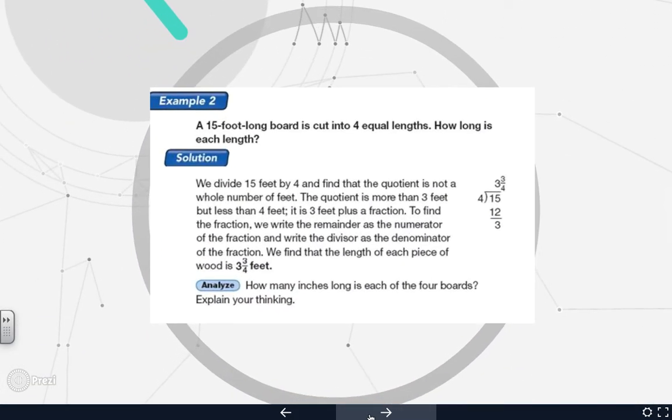So let's go ahead and do example number 2 together. A 15-foot long board is cut into 4 equal lengths. How long is each length? Remember, what we're going to do is go 4 goes into 15 how many times? It goes in 3 times. And 3 times 4 is 12. Our remainder is 3. So we put a 3 over our divisor, which is 4. All right, so 3 3/4 would be our answer.